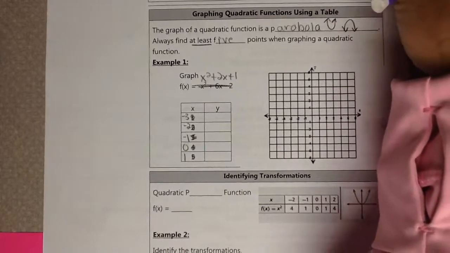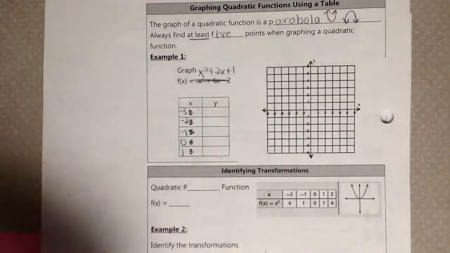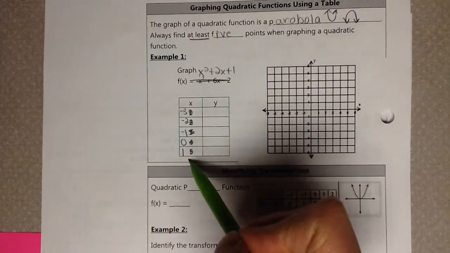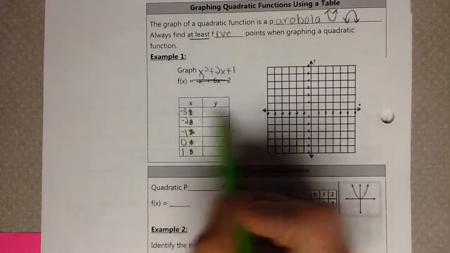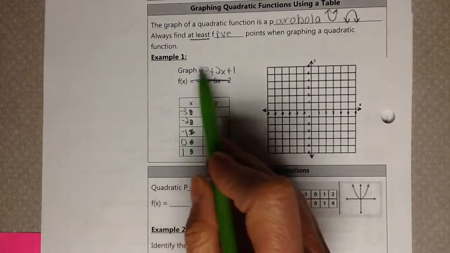Now I'm going to have you change this function here to x squared plus 2x plus 1, and change your table to have these values in here. Okay, when you figure out the y value, you just plug the x value in here.